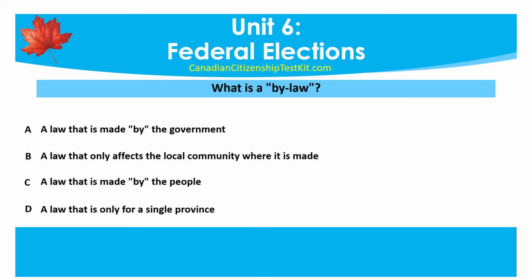What is a bylaw? A, a law that is made by the government. B, a law that only affects the local community where it is made. C, a law that is made by the people. D, a law that is only for a single province.